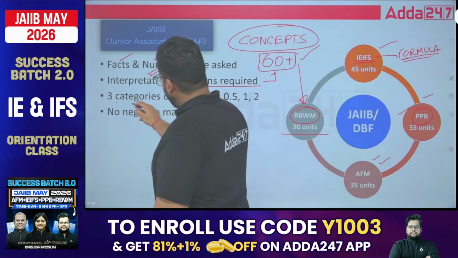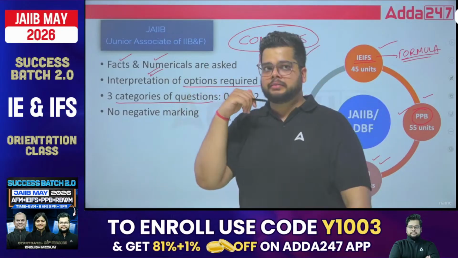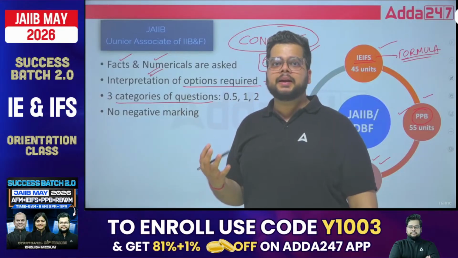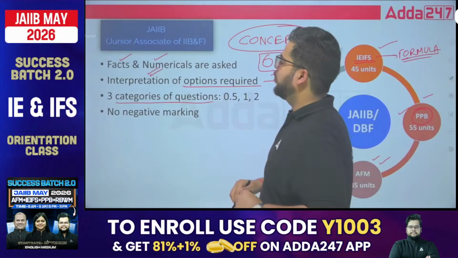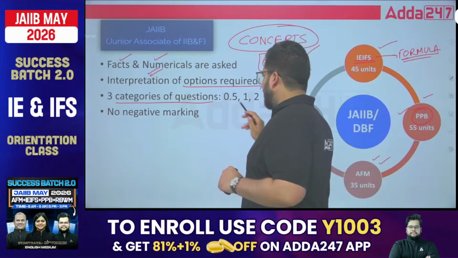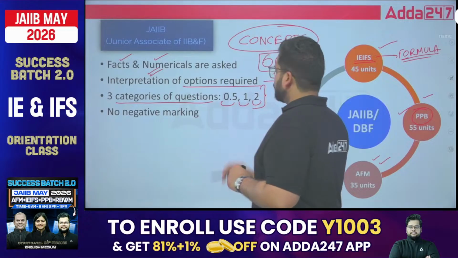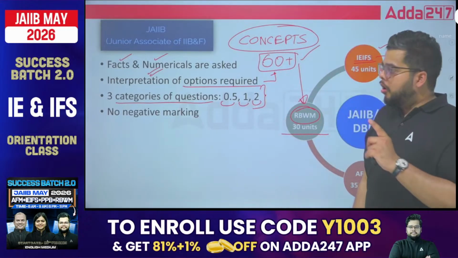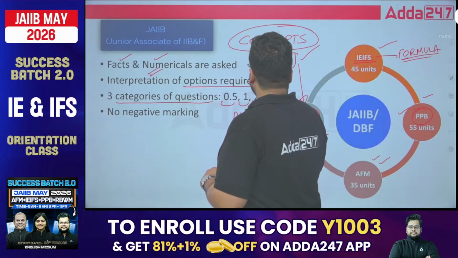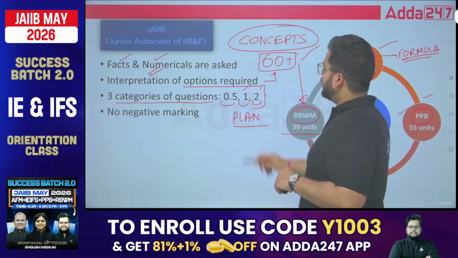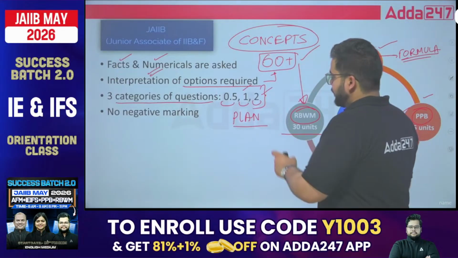Next, you should have a specific strategy for handling the questions. One is interpretation. Second will be reading speed. Your reading speed should be in line with the difficulty level of the IIBF questions. Along with that, there are three categories of questions. One will be the 0.5 marker, then we have 1 marker questions as well as 2 marker questions. For all these three categories, you should have a dedicated plan: how I'll be handling a 0.5 marker question, how I'll be doing the 1 marker question, and how I'll be scoring full marks from the 2 marker question. The plan should be fixed.